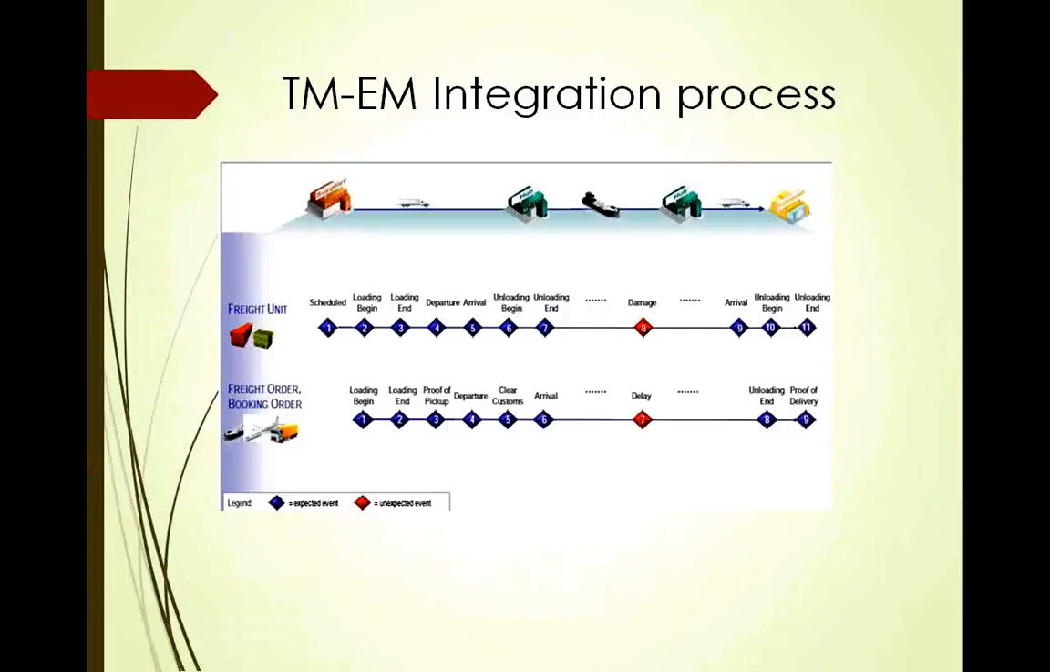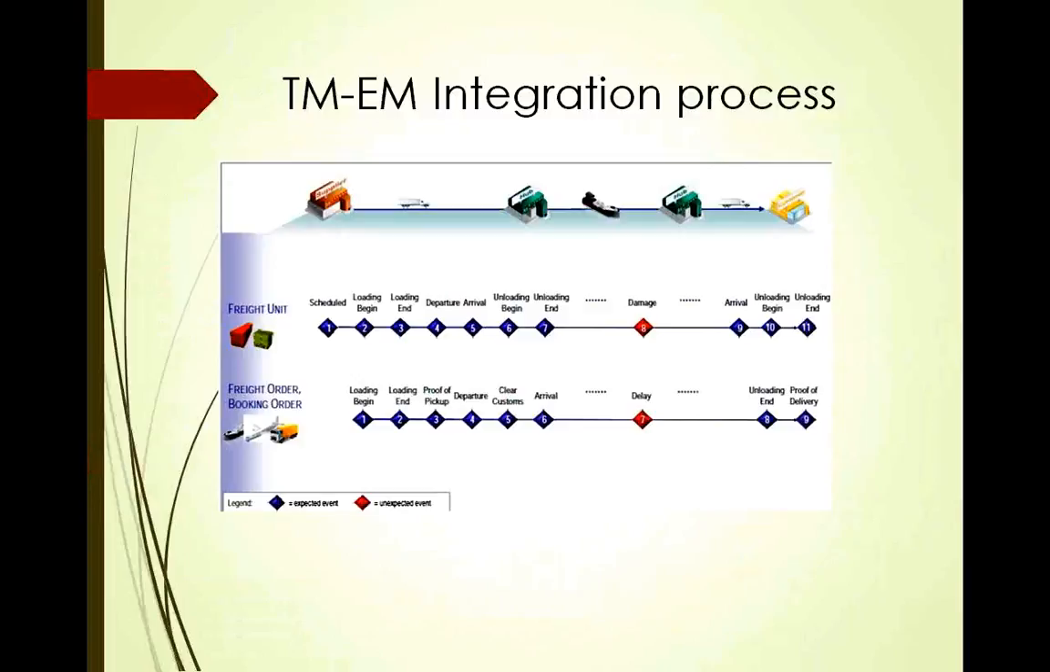Similarly, for a freight order or booking order, you have similar events. Loading begin, loading end, proof of pickup. So these are some of the predefined standard events which SAP has given to us. This is known as a template. This template is mainly for your TM system. Similarly, we have templates for ECC also.